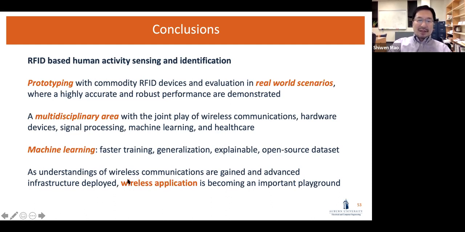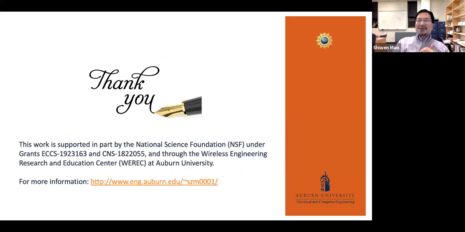As we are gaining more and more understanding of wireless communications and wireless applications, I feel it's becoming a very important playground, and there are a lot of interesting problems to be solved. Thank you. That's all I have.